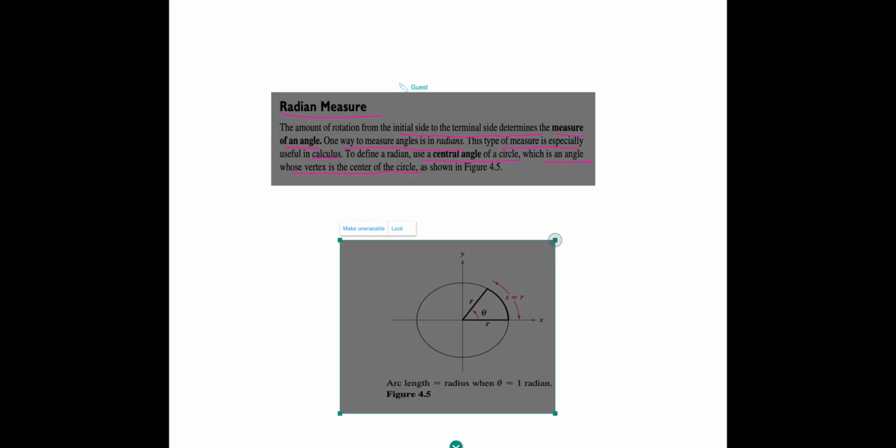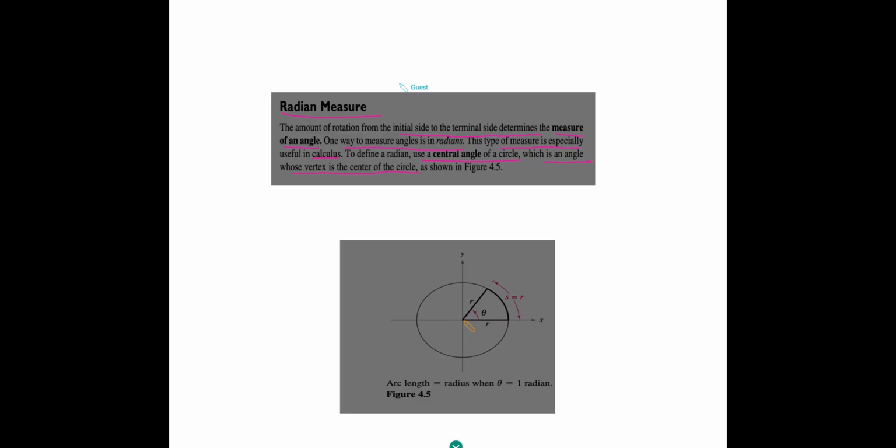To define the radian, use a central angle of the circle, which is an angle whose vertex is the center of the circle, as we can see in the figure as well. This is the central angle. Now, measures of an angle. One way to measure the angle is radians, and this type of measurement is especially useful in calculus.